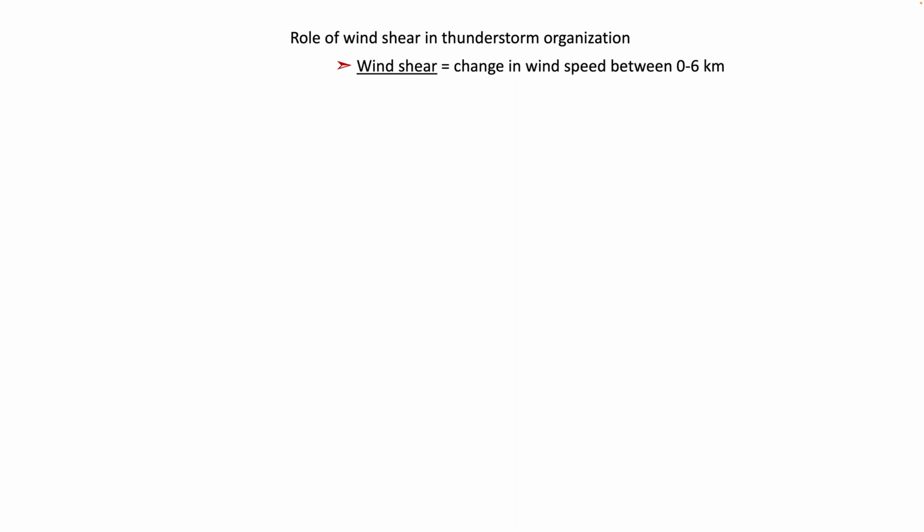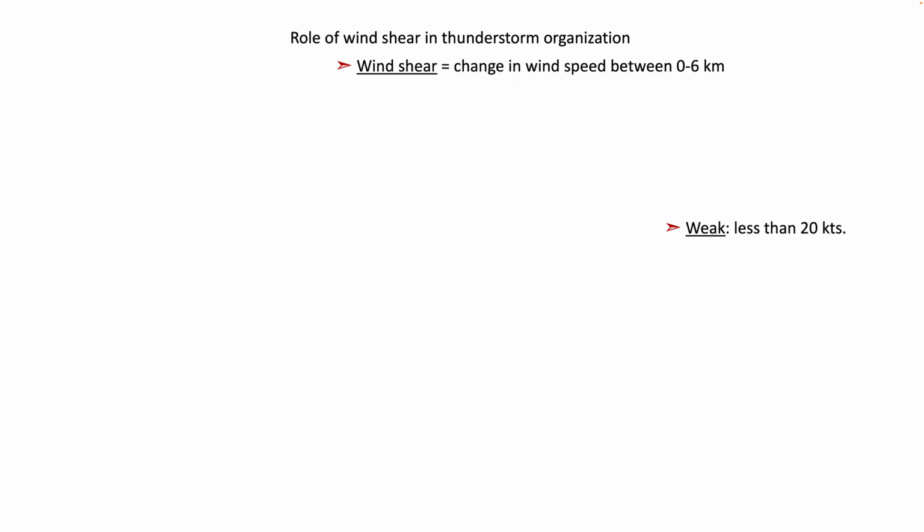Now, directional wind shear is really, really important when talking about severe weather, but it's also pretty complicated, and we're not going to talk about directional wind shear in our class. We're simply going to focus on speed shear in this 0 to 6 kilometer layer. Now, we're going to define, or categorize, wind shear as weak, moderate, or strong.